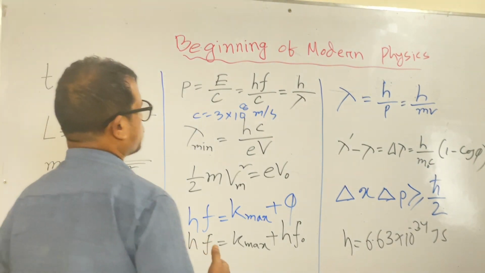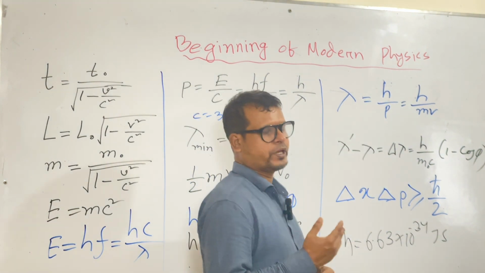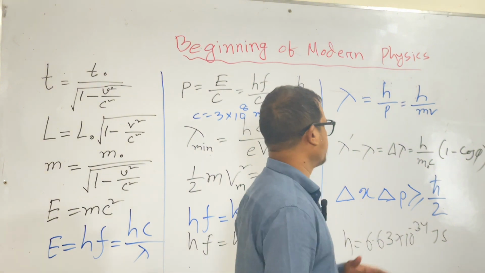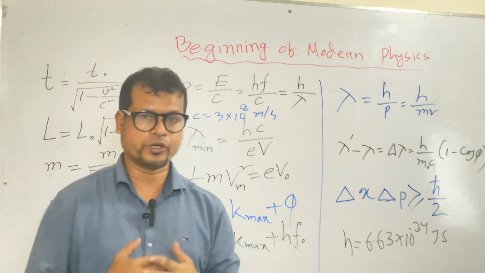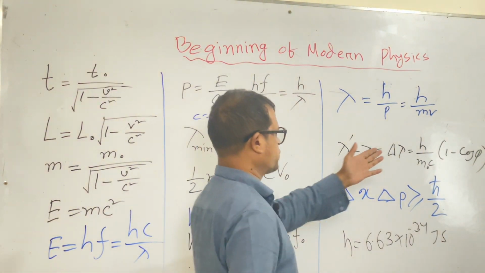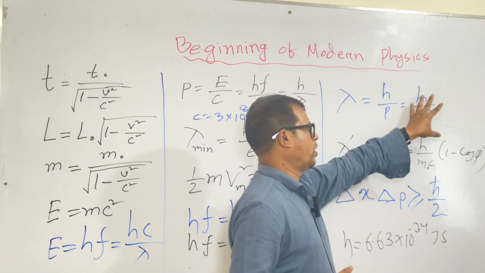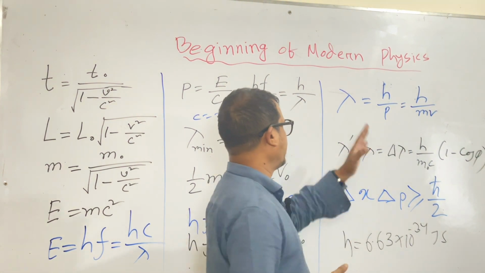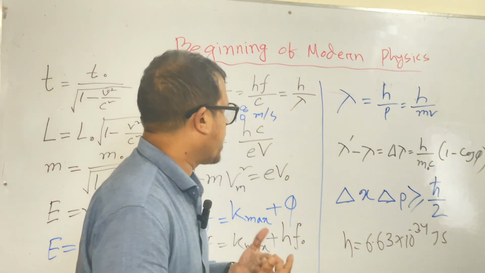Now we have to know what p is. p is momentum, p equals mv. We can write lambda equals h over p, or h over mv. If the question gives us the mass and velocity of any matter, then we will apply this equation for finding out lambda. Lambda equals h over p equals h over mv.